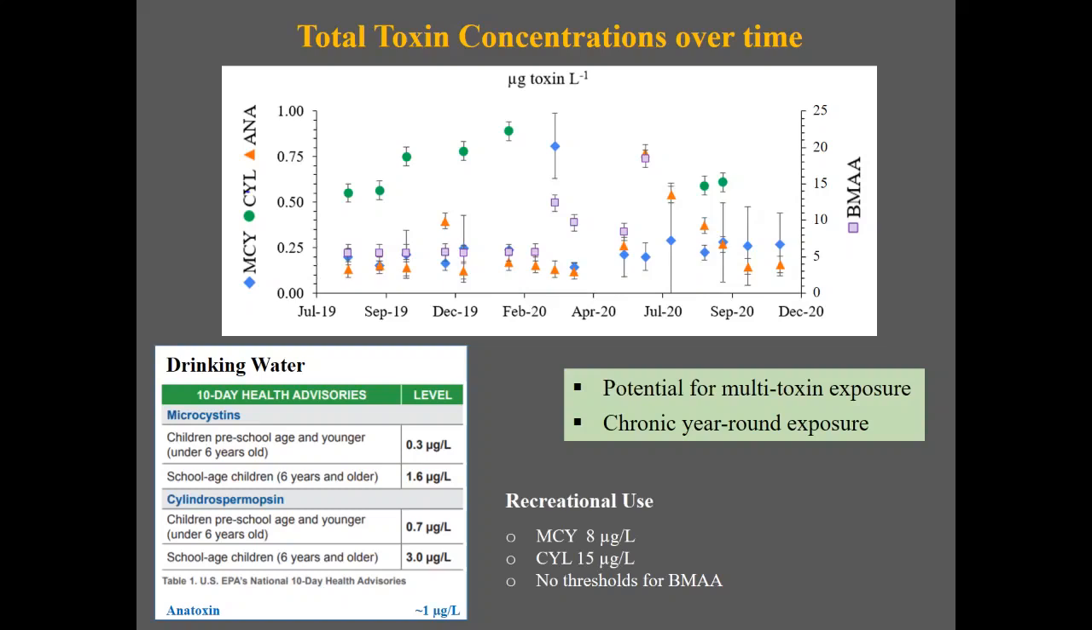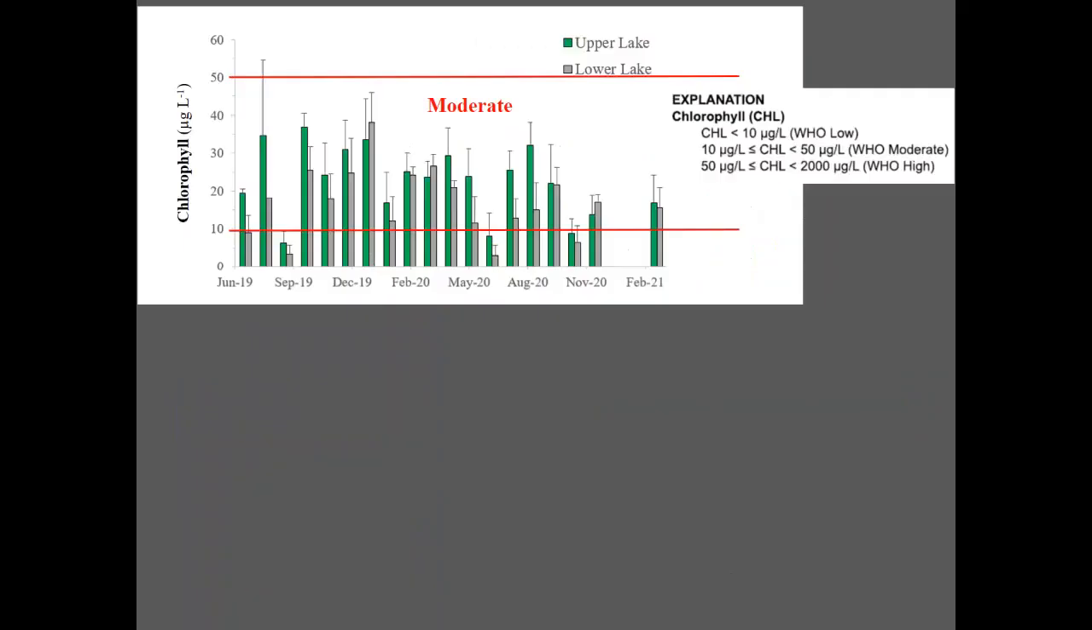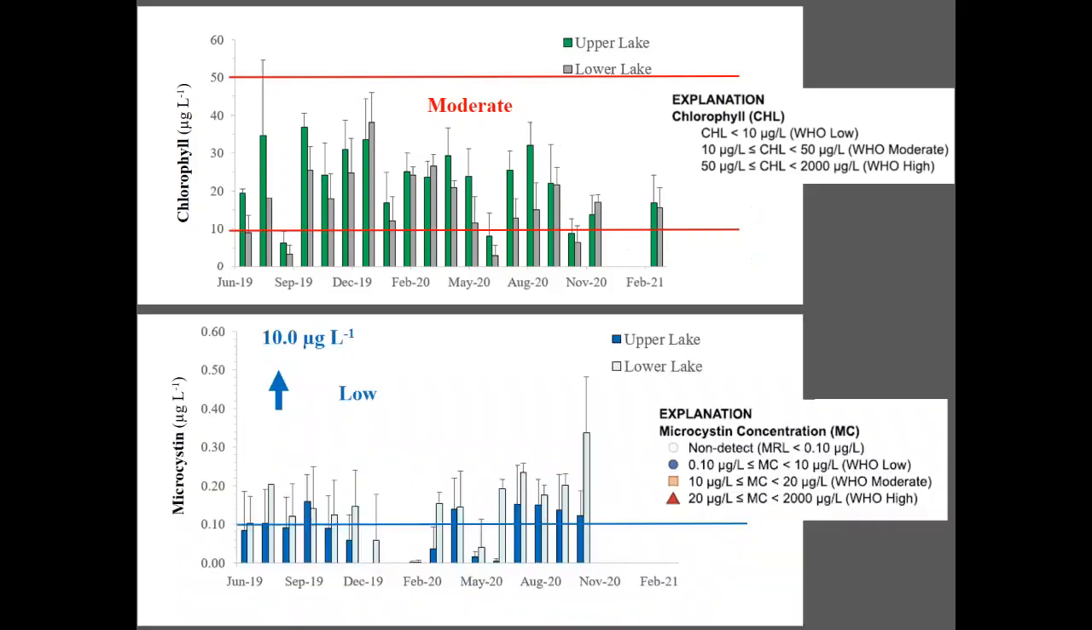that we're missing. So if we take a step back and look at where we found ourselves just using chlorophyll as a metric, we can now compare using microcystin directly as a metric, and we find that we drop into the low exposure risk category that is between 0.1 and 10 micrograms per liter.